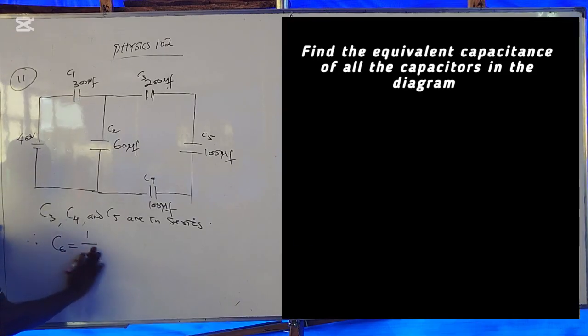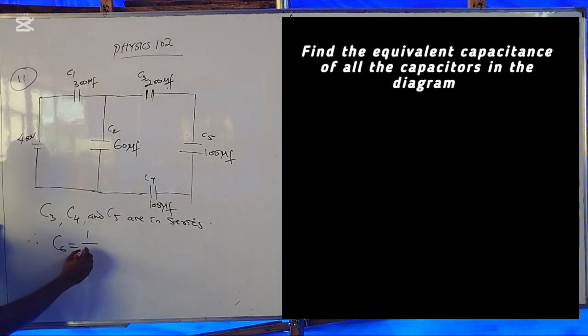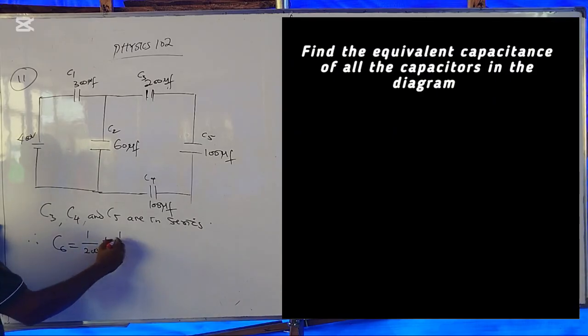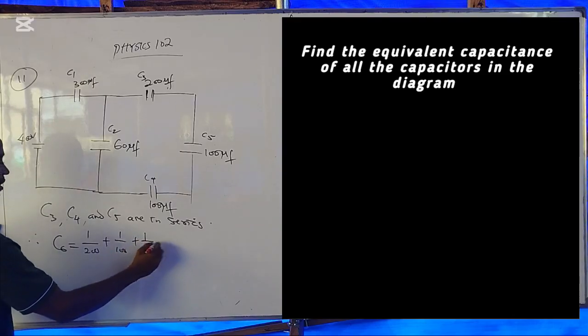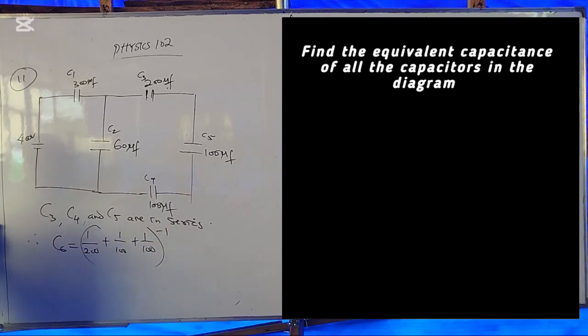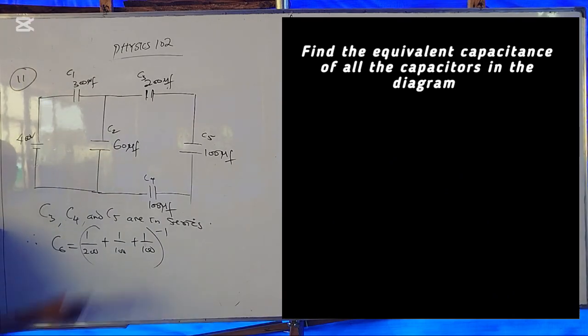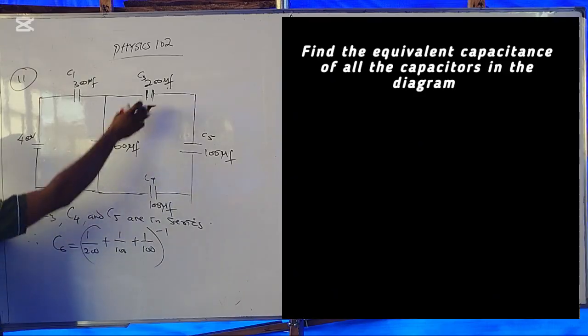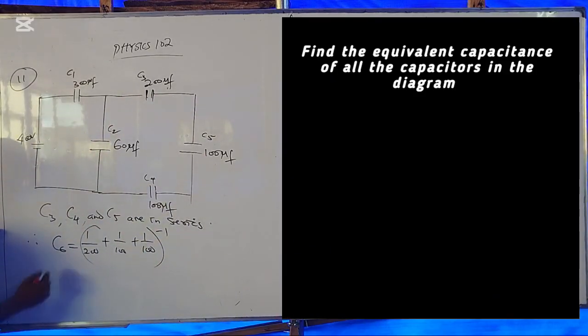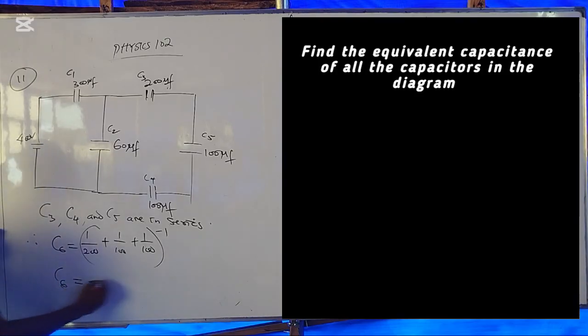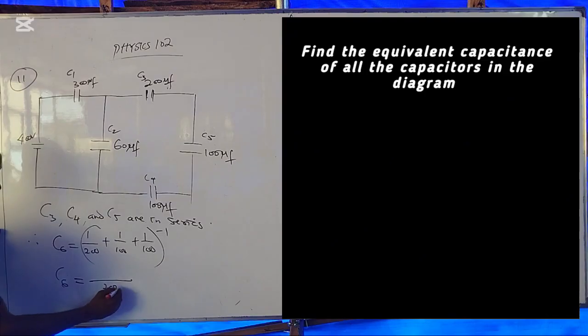C3. Let me just add up. 1 over 200, plus 1 over 100, plus 1 over 100, right? Always power minus 1, is it not? We are adding this now in series. 1 over this plus 1 over this plus 1 over this, always power minus 1, is it not? So C6 becomes what? What's the LCM here? 200, right?